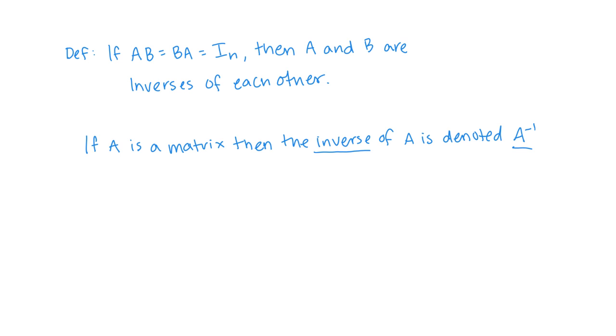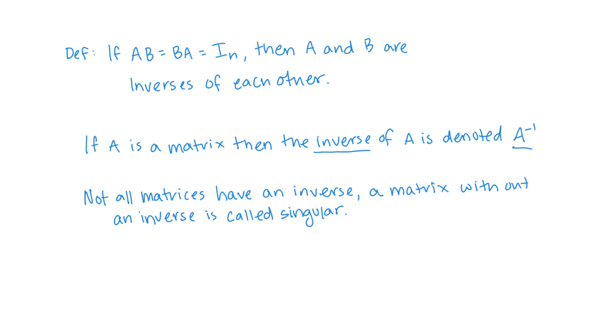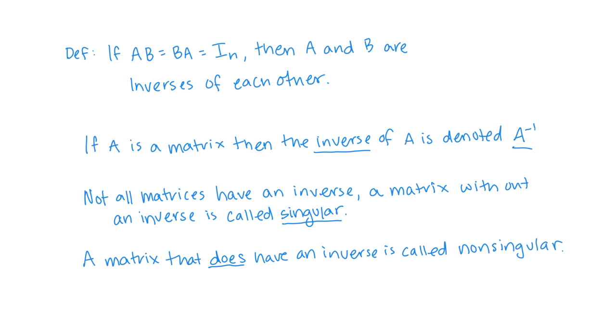Not all matrices have inverses. If a matrix doesn't have an inverse, then we call that matrix singular. A matrix that does have an inverse is called non-singular.